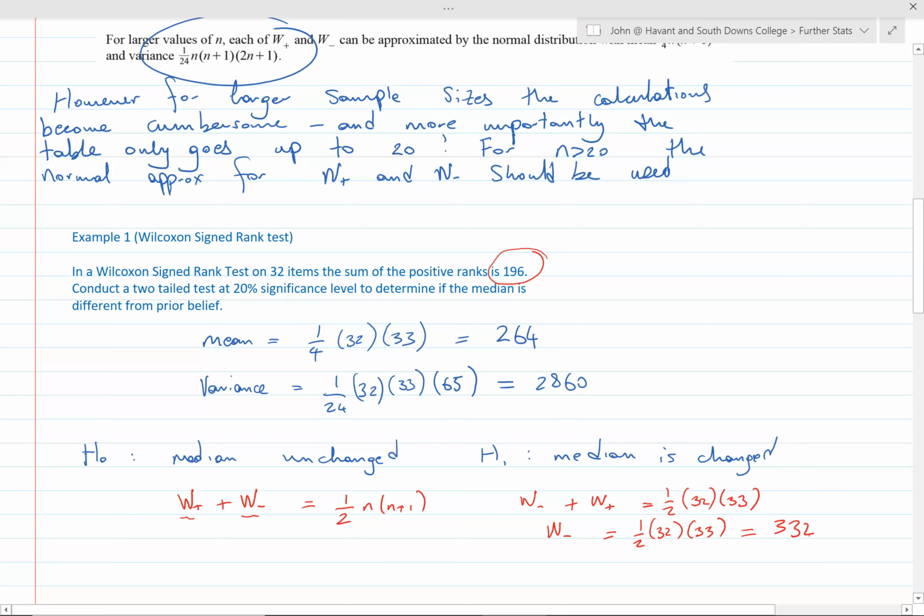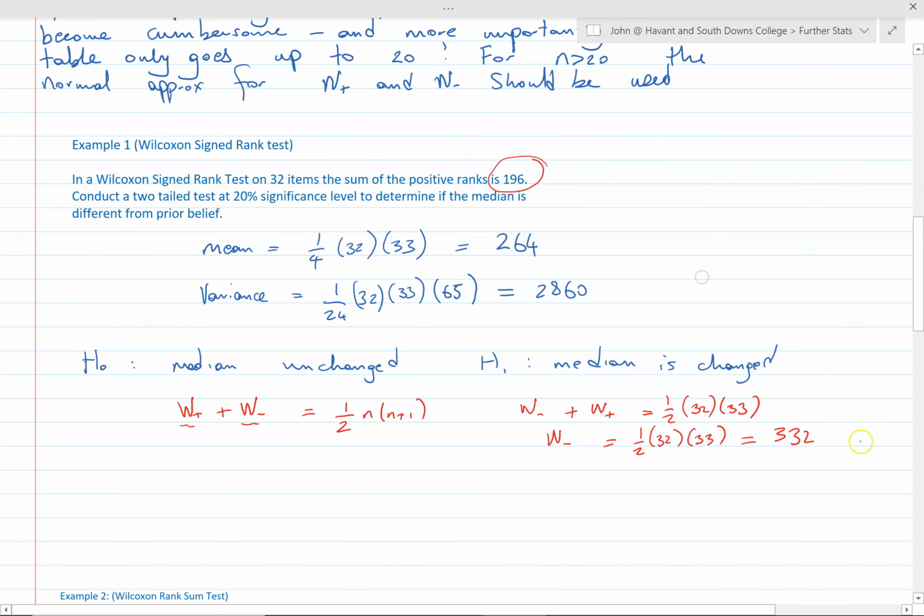However, when we're dealing with the normal approximation, we don't really need to work out the other one, because we can basically test on the opposite end of the tail. So we'll just use whichever side of our approximate normal distribution we are, and we'll find in a moment when we do this, in fact we can see it now, because our mean is 264.